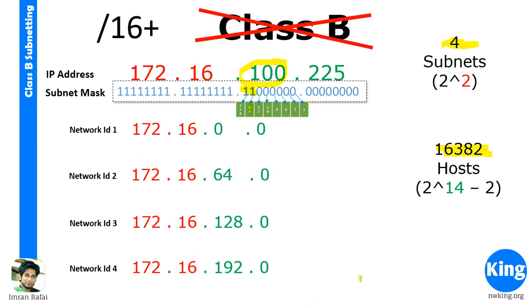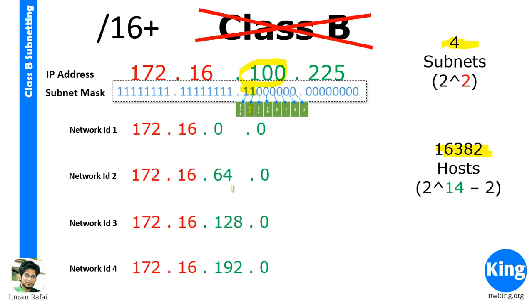Fantastic. How do we get the broadcast ID? Now that's the question. Again, it's 1 minus the next network ID. So in the first case, it is 64.0, the next network ID, minus 1, which is 172.16.63.255. Remember the digital clock. Now you know how a digital clock works. That's exactly how this works.